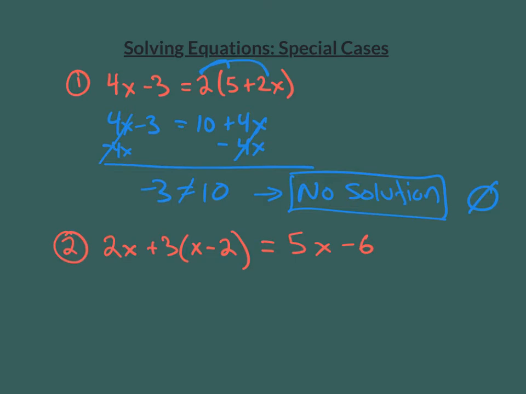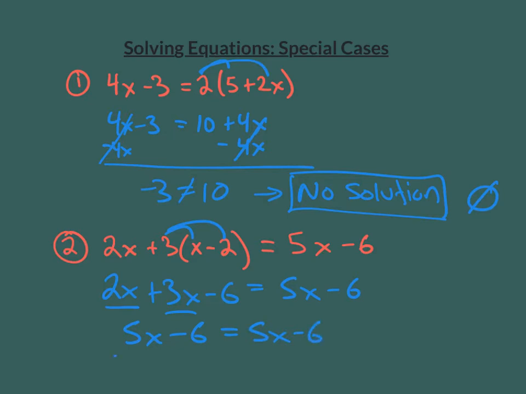Number 2 here, similar problem. There's some distributing to do on the left side, so I get 2x plus 3x minus 6, 3 times x, 3 times negative 2, equals 5x minus 6. And on this side, I have some x's to combine together. I have to kind of clean it up. I have to combine my like terms. 2x and 3x makes 5x minus 6 equals 5x minus 6.